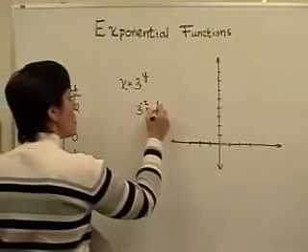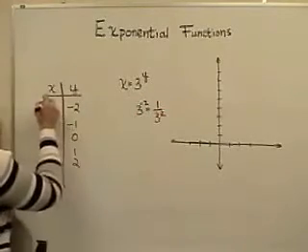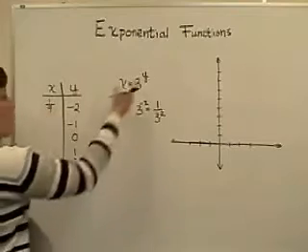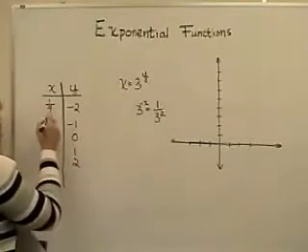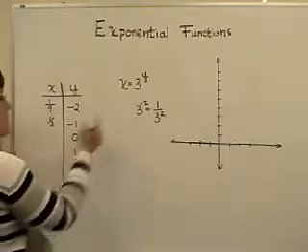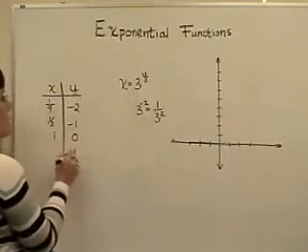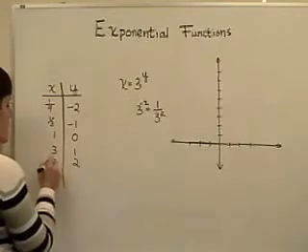3 to the -2, remember, is 1 over 3 to the +2, or that's equal to 1/9. And when I raise 3 to the -1st power, I get 1/3. And when I take 3 and raise it to the 0 power, I get 1. And 3 to the first is 3, and 3 to the second is 9.